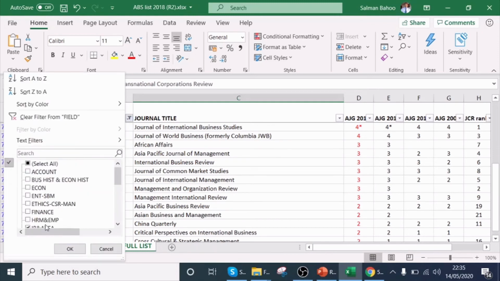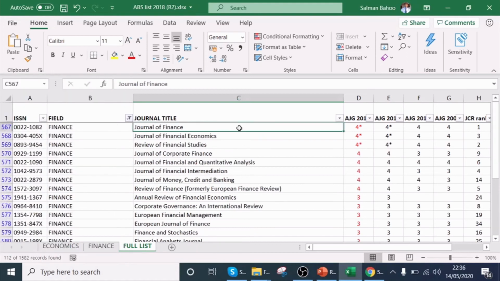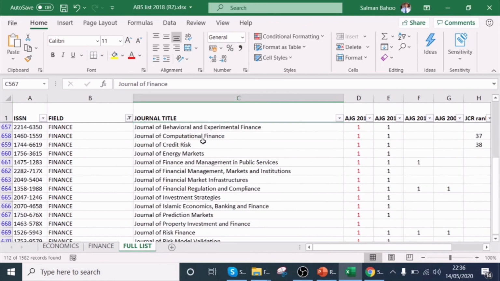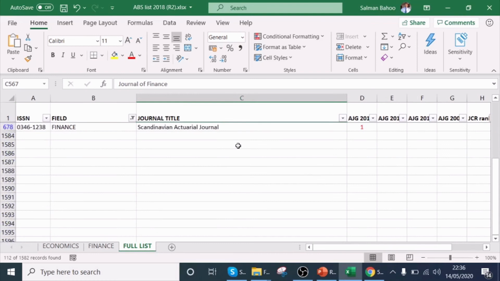If someone is working in the field of finance, then I click on finance and you can find the Journal of Finance is the top one, the Journal of Financial Economics is the second, and in this way you can find out the ranking of the journals.